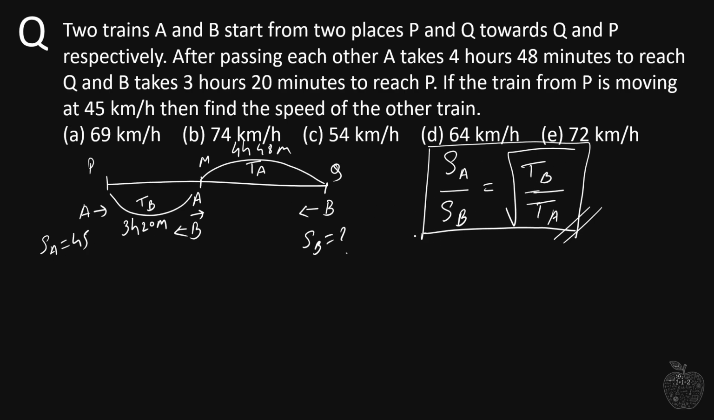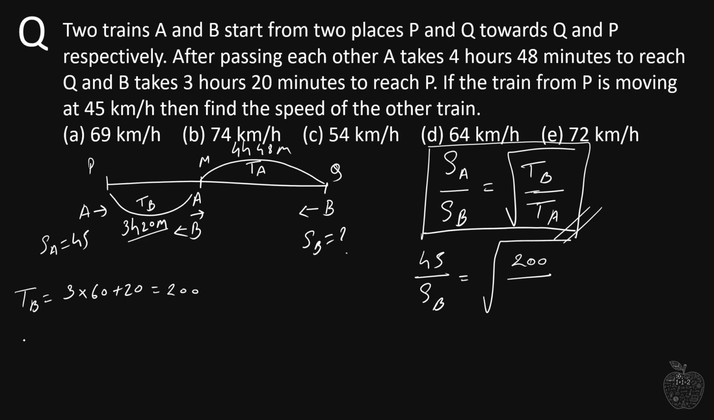Let's solve this first. So SA we know is 45, divided by SB, which we don't know, is equal to the square root of TB over TA. TB is 3 hours 20 minutes. Let's convert this into minutes: 3 into 60 plus 20, so 60 into 3 is 180, 180 plus 20 is 200 minutes. So 200 divided by TA. TA here is 4 hours 48 minutes. Converting to minutes: 4 into 60 plus 48, 240 plus 48 is 288 minutes. So we get 288 here.